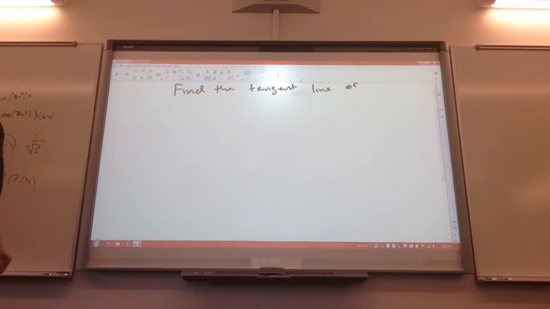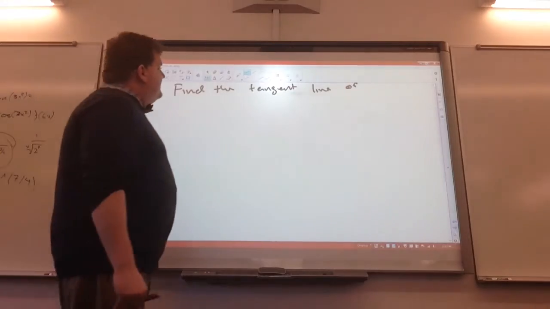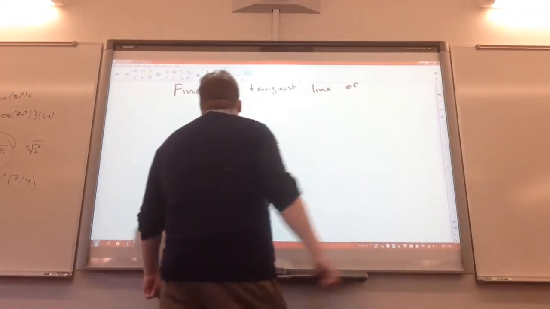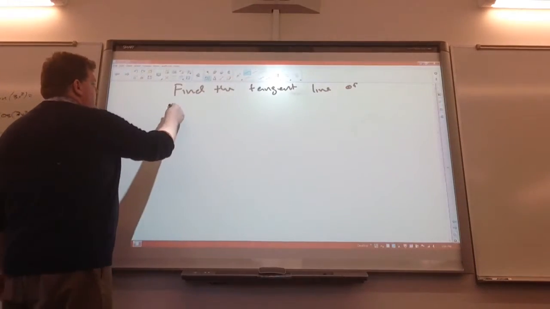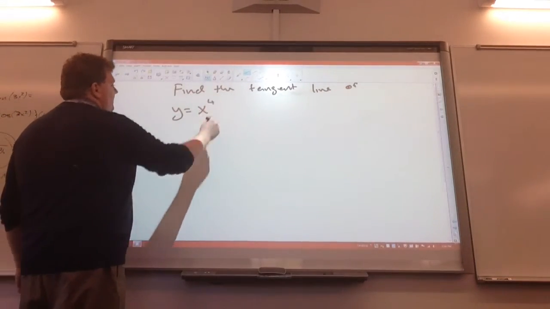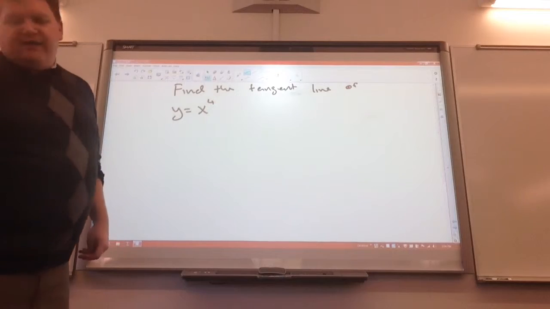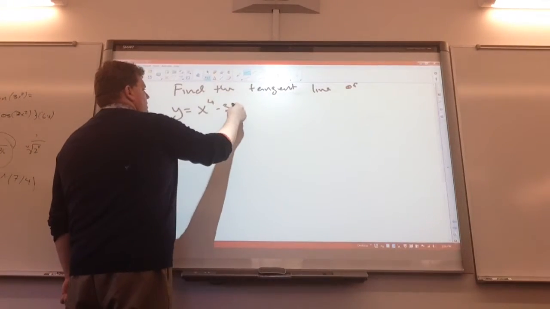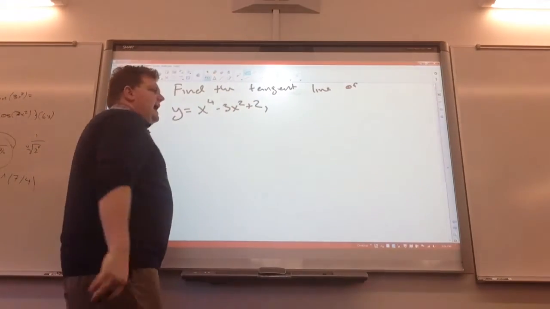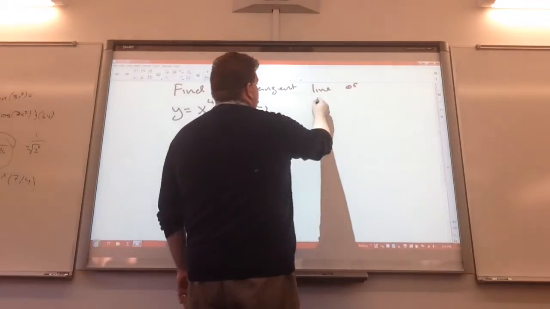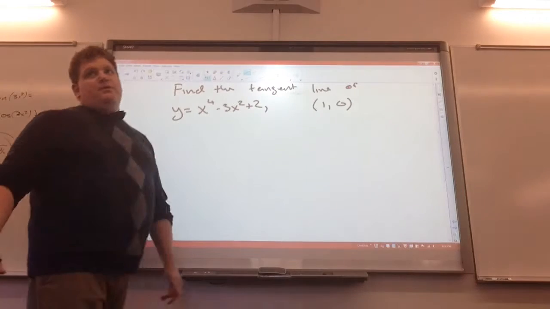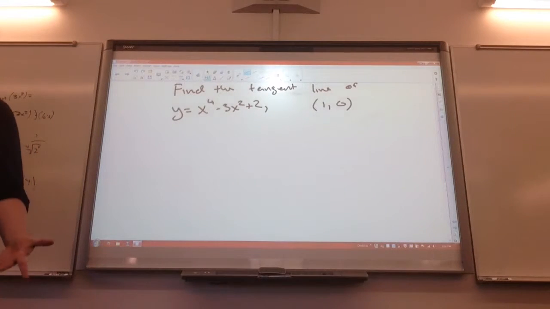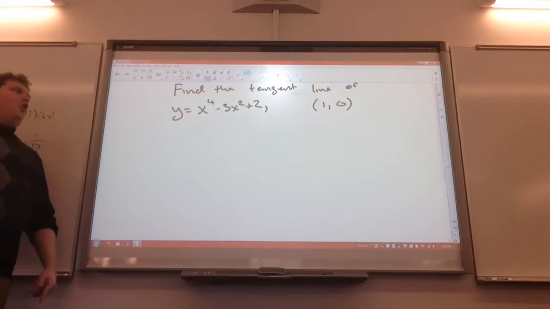55 on page 115. You're asked to find the equation of a tangent line of the following function at the given point. So the function is y equals x to the fourth, minus 3x squared plus 2, and the point you're given, they actually give you the full point. They tell you to do it at (1, 0), but you could just be told the x coordinate, in which case, you just have to plug things back in, okay?